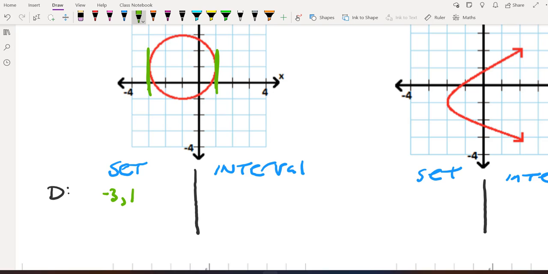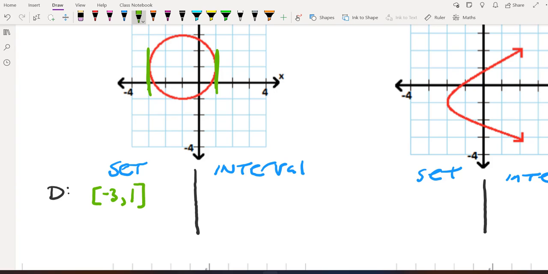Now we have to decide between solid and round brackets. So we look at -3. Here it's a solid line, so we can get to that point. So that would be a square bracket there. That value exists. And on the other side, we have a solid line here, so we can actually have that point on the graph. So once again, it's going to be a square bracket.